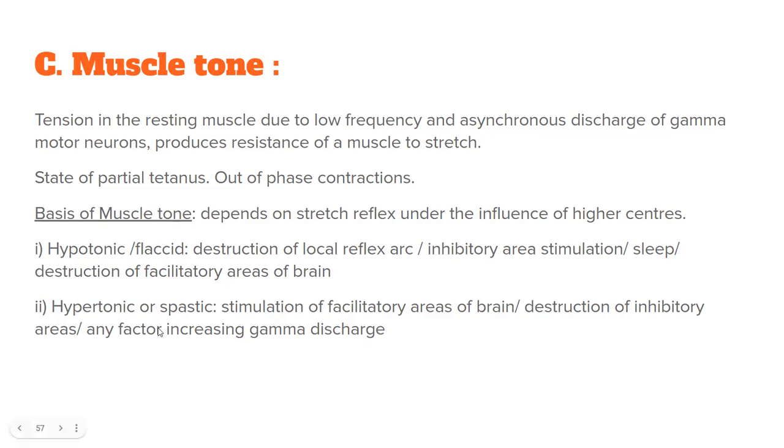Now, how about hypertonic or spastic? Just the opposite. If the facilitatory areas are stimulated, that causes hypertonia. If the inhibitory centers are destroyed, that causes hypertonia. Any factor that increases gamma discharge causes hypertonia.